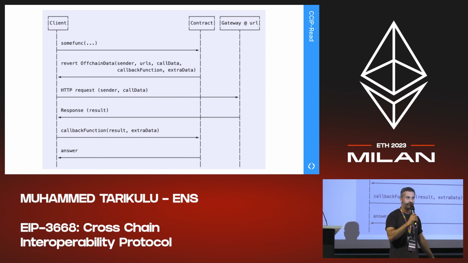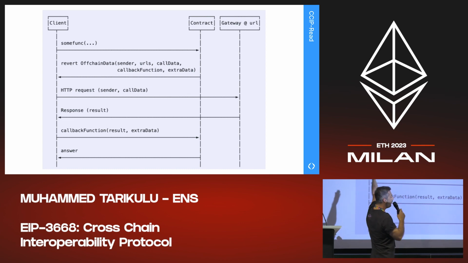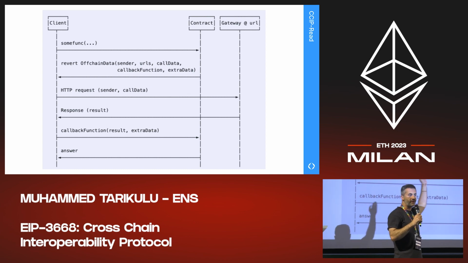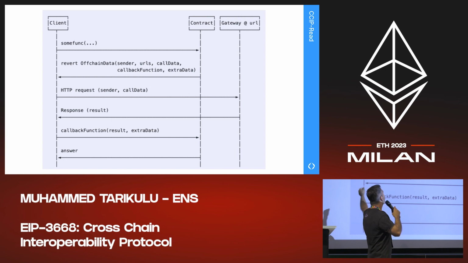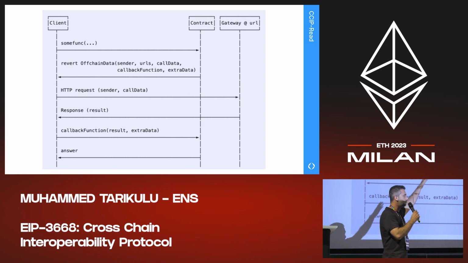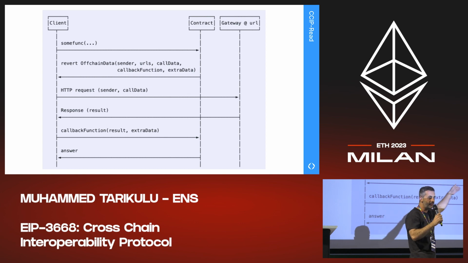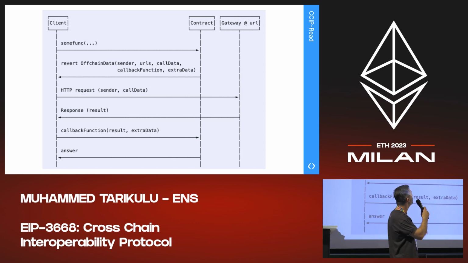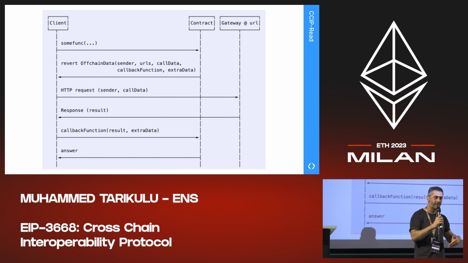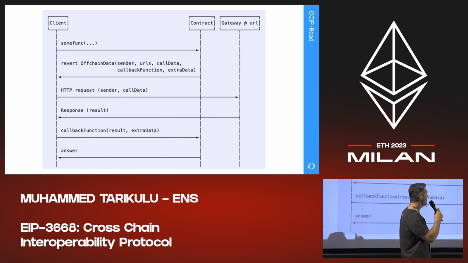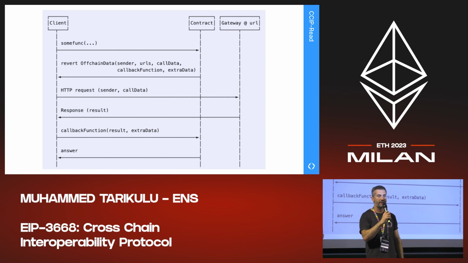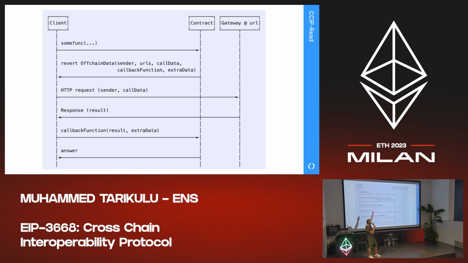So this is the CCIP read, and I will briefly explain what it does and how it works. Basically, we have one client. As I explained, this can be ethers.js, web3.js, whatever you call. And we have a contract, basically a contract on L1 that integrates the CCIP read protocol, which the client interacts with. And this is the third component which CCIP read introduced, called the gateway.